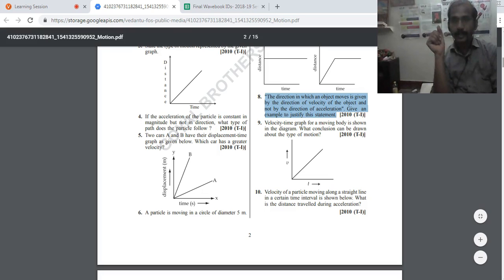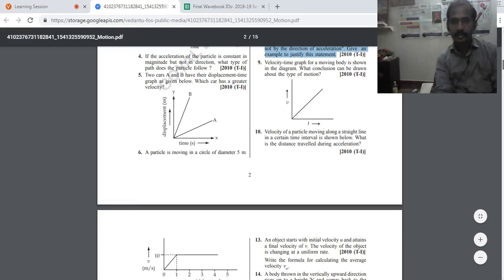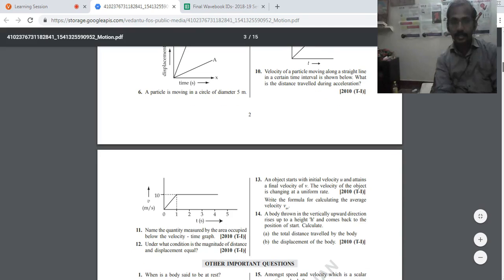Is this uniform motion? No, this is not uniform motion. It is uniform acceleration, because it is a velocity time graph. Uniform acceleration. Then and there itself you have to change the wordings. 10th question. The graph is downwards.